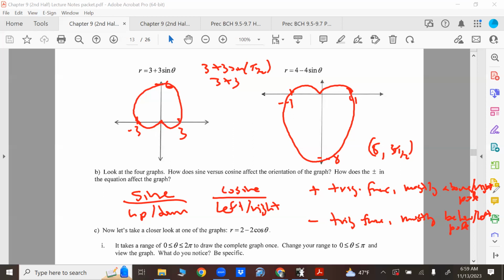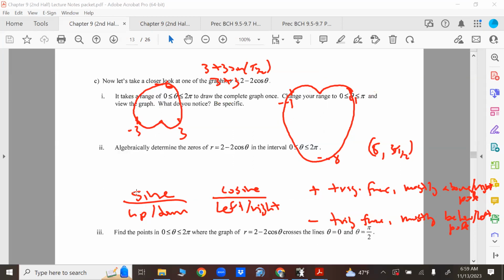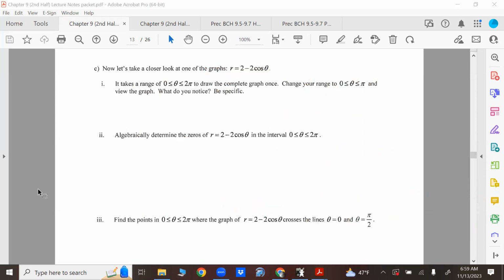Okay, let's dig a little deeper. Let's take a look at 2 minus 2 cos theta. That was actually the second graph we did. Let's take a deeper dive here. So again, we did 0 to 2 pi for theta, but let's go look at 0 to pi. And that will be the top half of the graph, above the theta equals 0 line, which is kind of like the x-axis in a way.